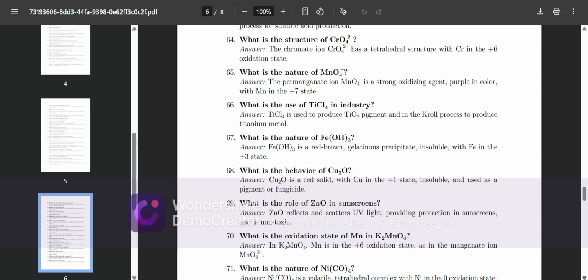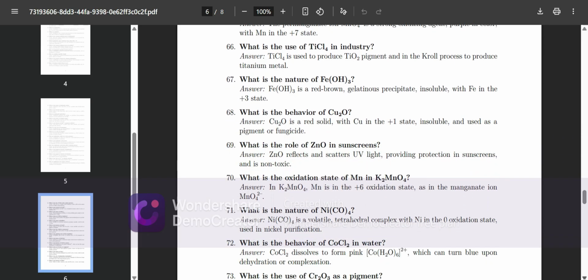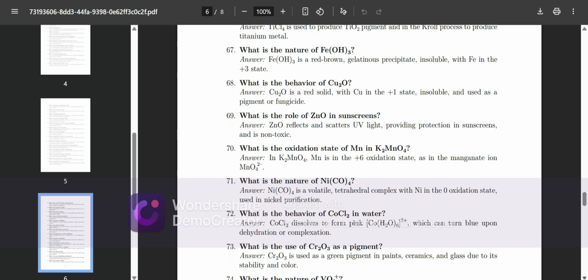What is the nature of MnO4-? The permanganate ion MnO4- is a strong oxidizing agent, purple in color, with manganese in the +7 state. What is the use of TiCl4 in industry? TiCl4 is used to produce TiO2 pigment and in the Kroll process to produce titanium metal.